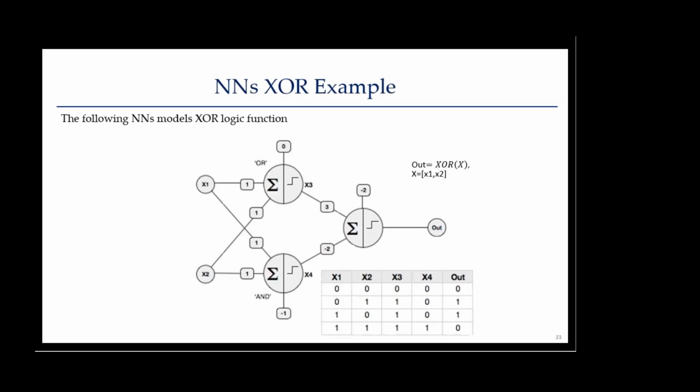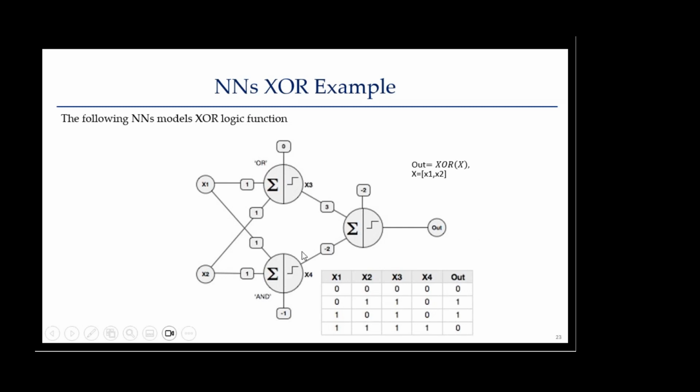Now let's have a few examples of neural networks. This is an example of an XOR neural network. As you can see, we have 2 inputs, X1 and X2, and one output. In between, we have one hidden layer that has 2 neurons or nodes, one of them representing the mathematical OR of the inputs, and the other representing the mathematical AND of the inputs. Combining those 2 nodes together as the output will produce the target XOR function.